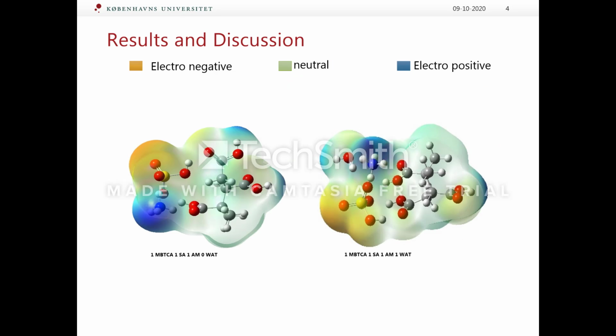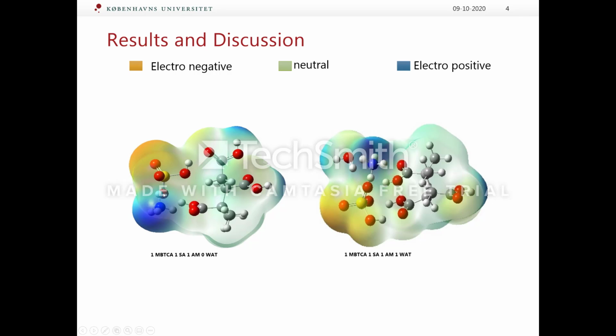Now for our results and discussion. As you see around our particles, we have a so-called cloud. This is our electrostatic potential. The yellow/orange parts are electronegative parts of the system. The green are the more neutral parts, and the blue are the electropositive parts of our system.